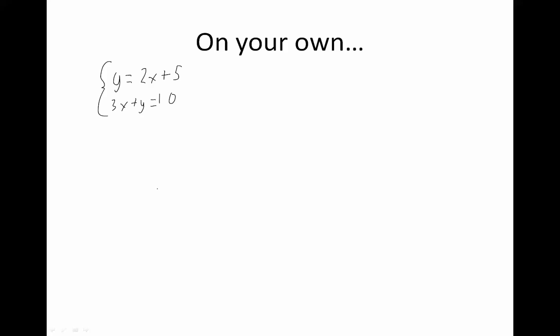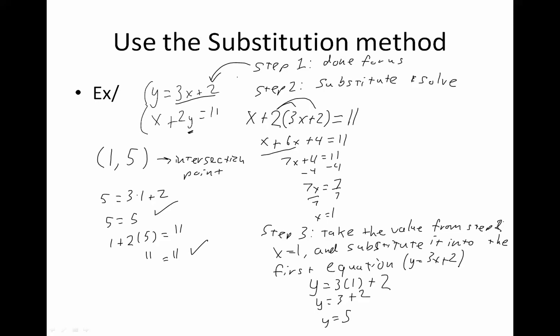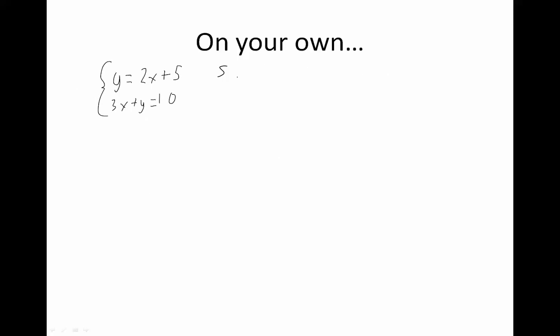So you should have done this problem that's sitting in front of you right now. And so let's go ahead and do it together to check to make sure that you did it correctly. So again, step one is to solve for a variable. And that one is done for us again, right? The y equals 2x plus 5 is done for us. So step two is to substitute and solve.